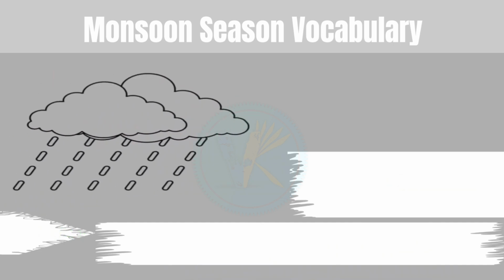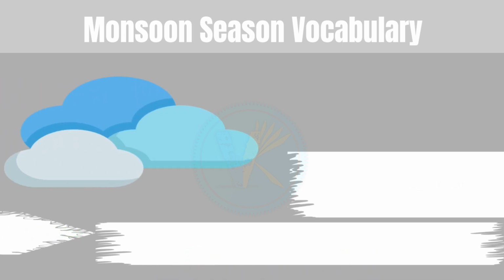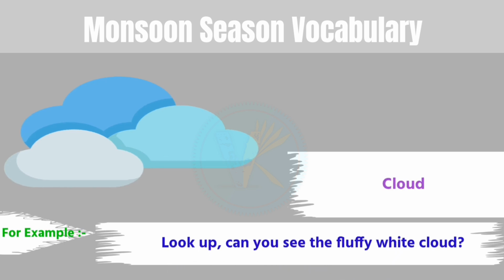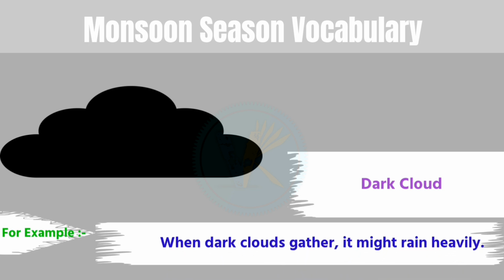Next, rain cloud. Rain cloud. For example, dark rain clouds covered the sky. Next, cloud. Cloud. For example, look up. Can you see the fluffy white cloud? Next, dark cloud. Dark cloud. For example, when dark clouds gather, it might rain heavily.